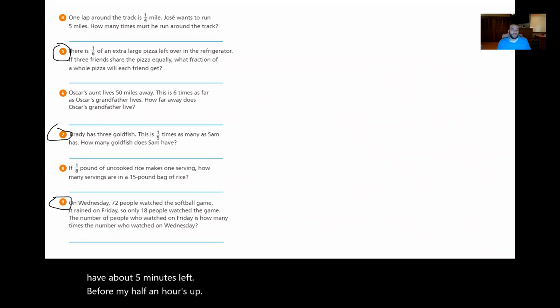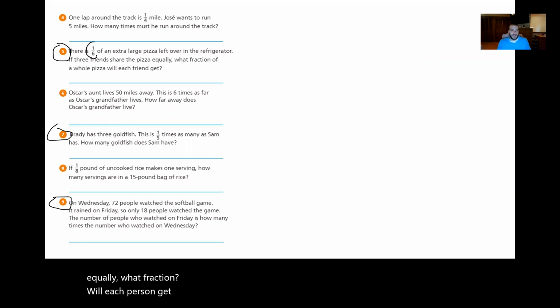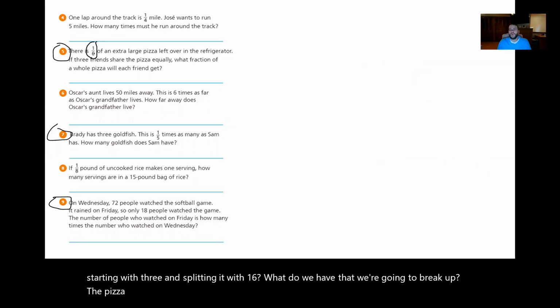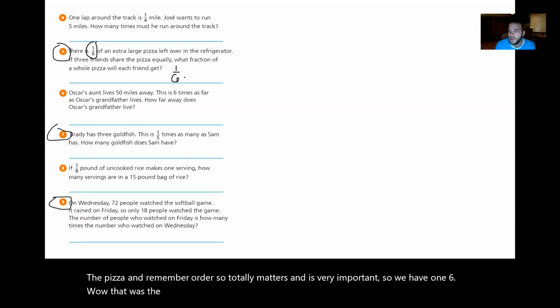There's 1/6 of an extra large pizza left over in the refrigerator. If 3 friends share it equally, what fraction will each person get? So are we starting with 1/6 and splitting it between 3, or are we starting with 3 and splitting it with 1/6? Well, what do we have that we're going to break up? The pizza. And remember, order totally matters and is very important. So we have 1/6. Wow, that was the best I've ever used my mouse to write.